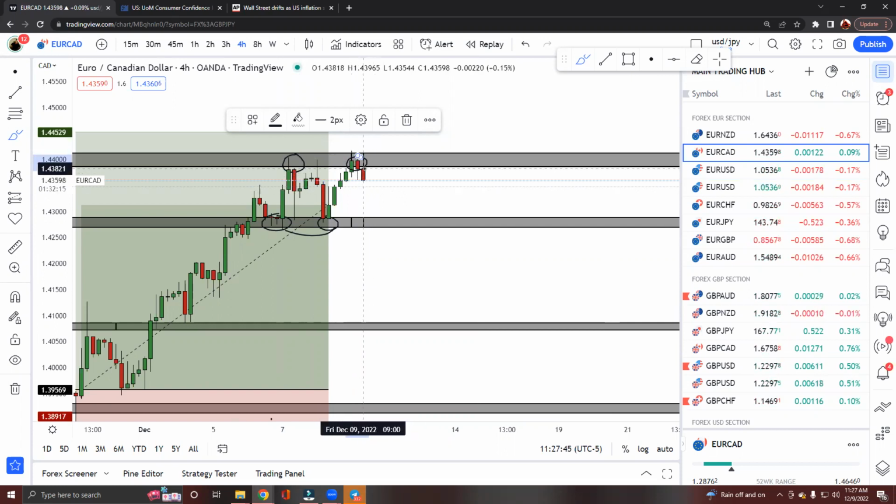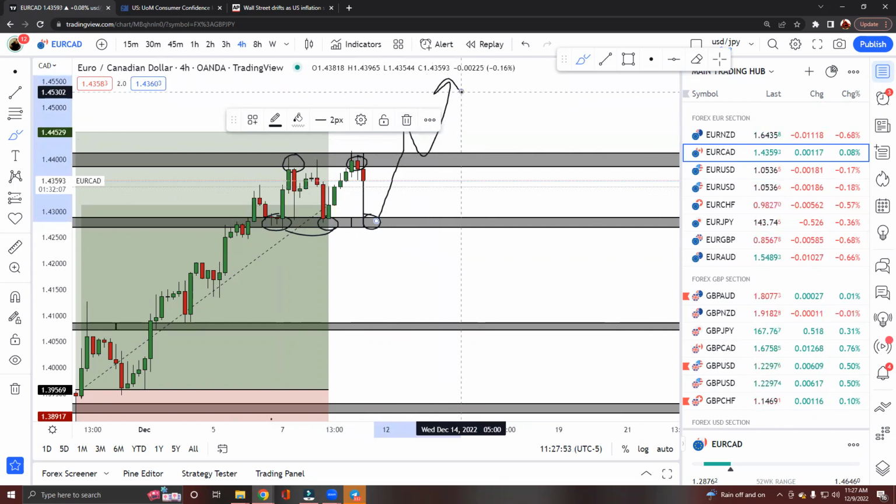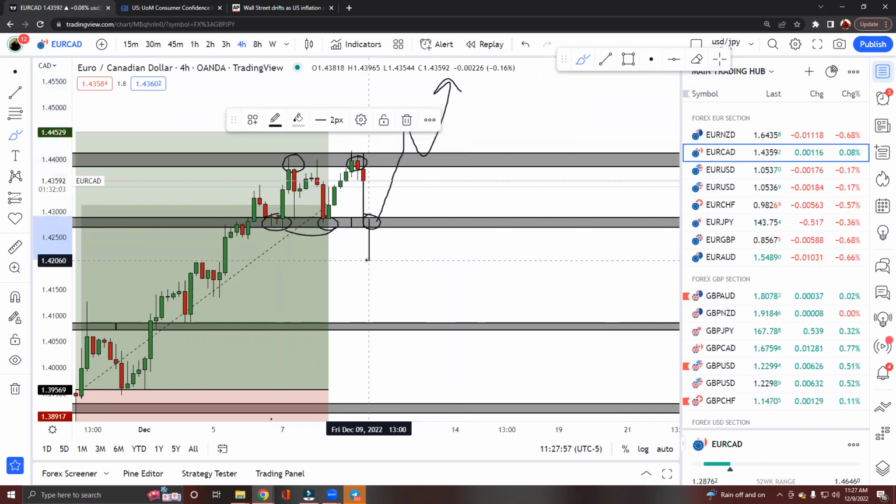Now think about it. It can pull down right back to the same exact touch right here and then push all the way back to the top side. And that would be very, very great, right? But let's say this level is broken and pulls back, right? That's going to be cause to go to the downside. So this level here, around 142.75, around that level is going to be my key level that I'm looking for to see what's going to happen next on Euro Canadian dollar.